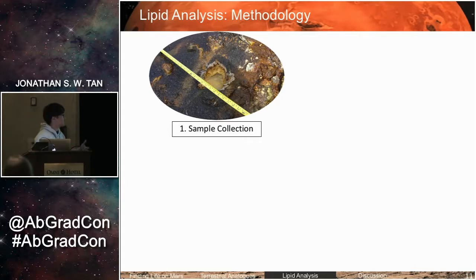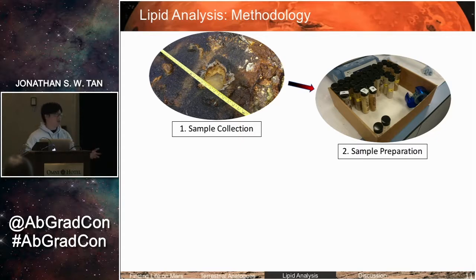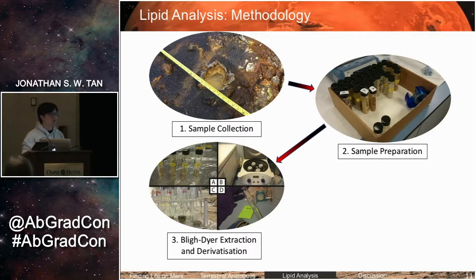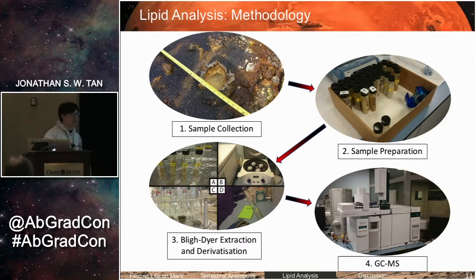Firstly, we collect a bunch of samples. We took 9 different cores in order to sample the lateral and vertical variations in the stream. We then separate them by mineralogy, send them for XRD analysis, and powder them so that we can prepare them for Bligh and Dyer extraction, which is a type of liquid-liquid extraction technique that will remove the lipids from these samples. We then derivatize them and put them on a gas chromatography mass spectrometer, aka the GCMS.